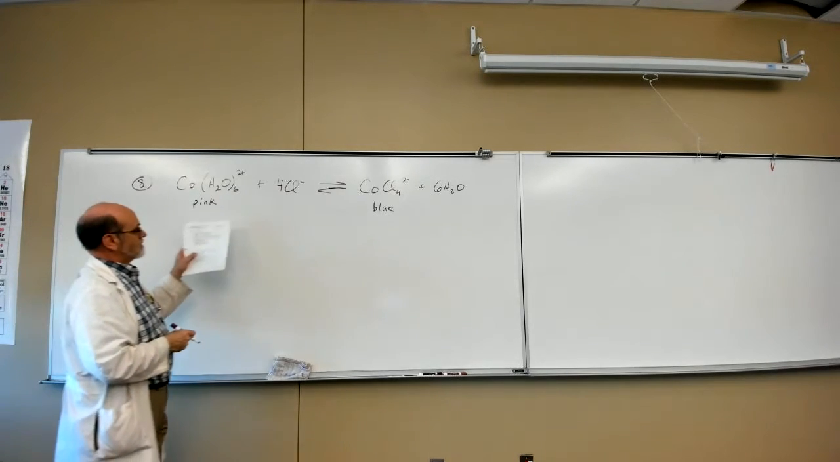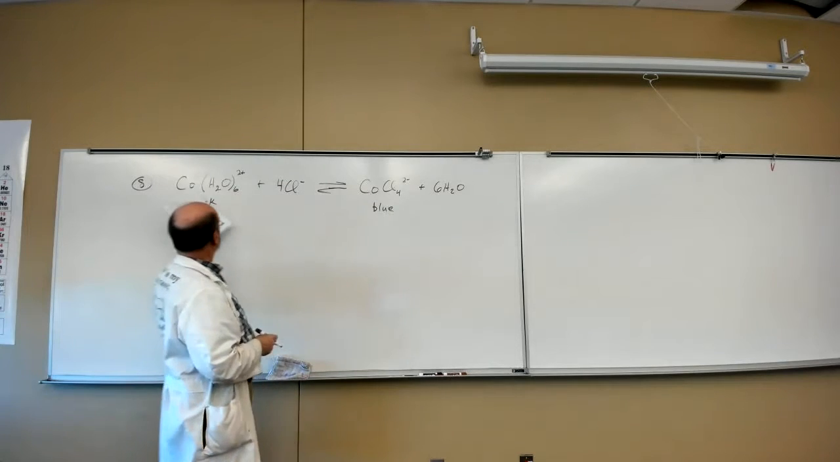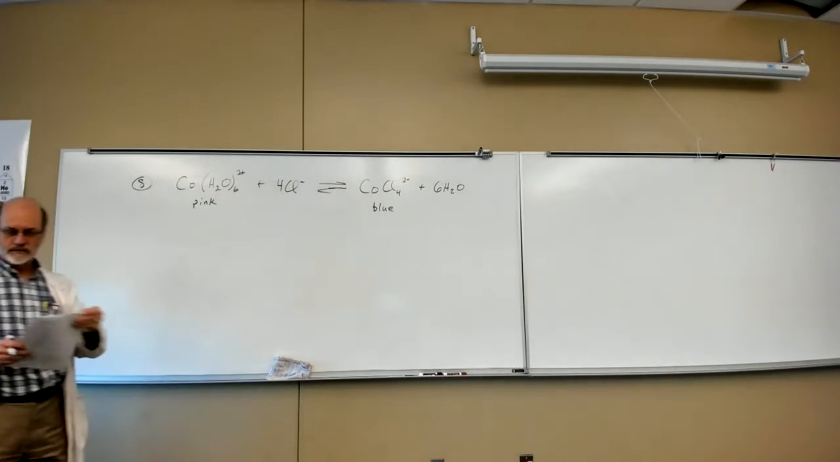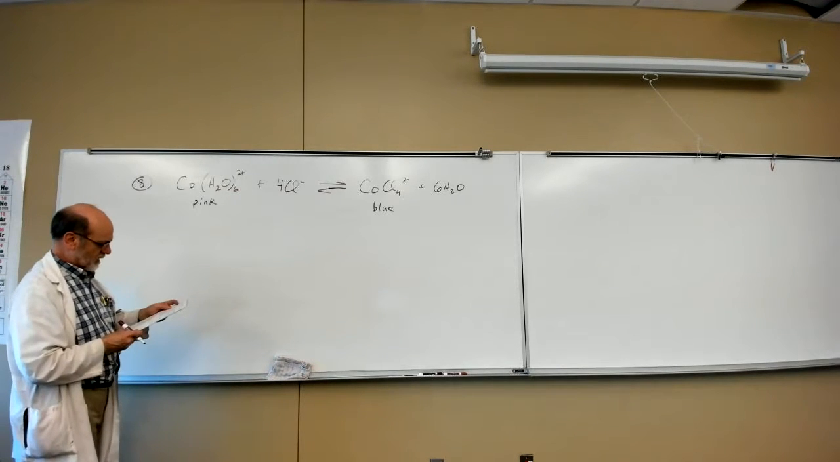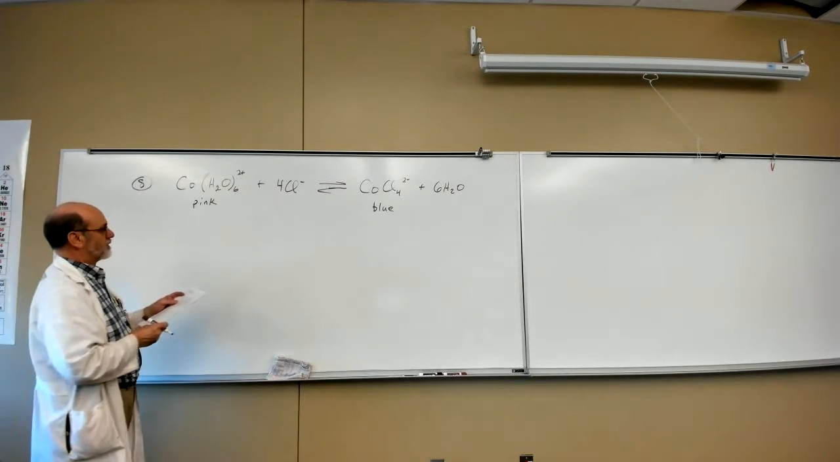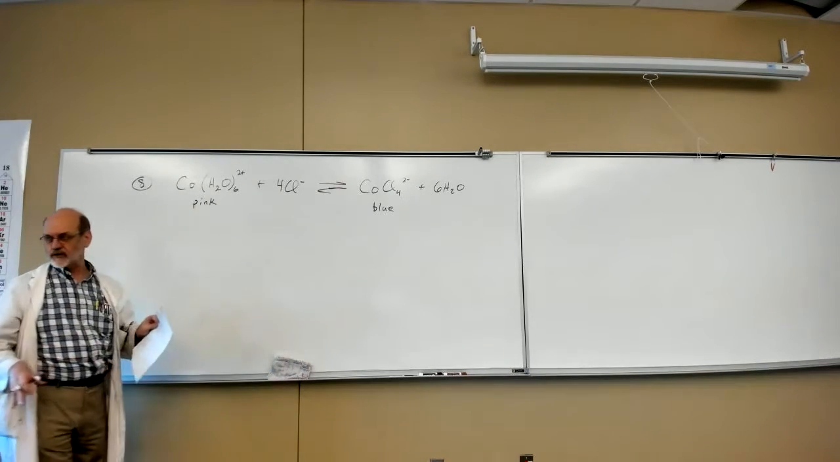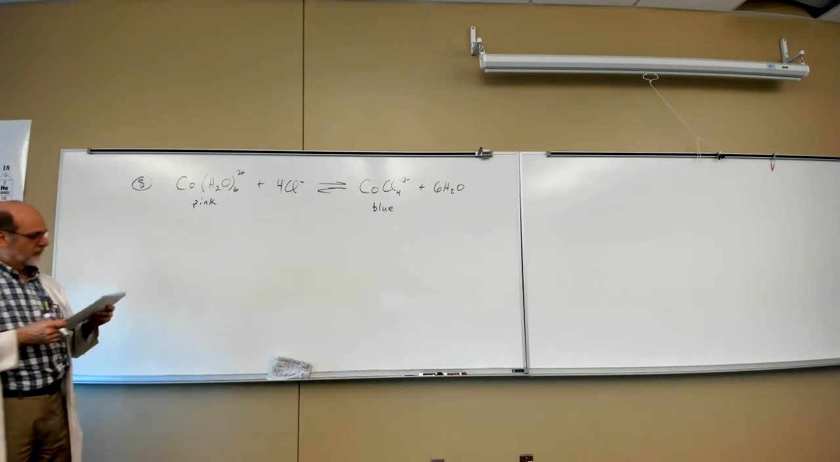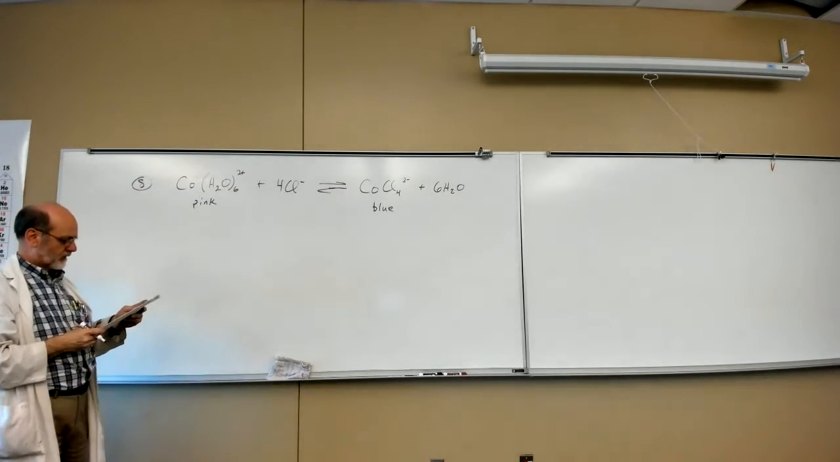And the number of waters is the same. The number of chlorides is the same. Cobalt's the same. So the equation's balanced. And it sets up its own equilibrium. All you have to do is just put it in water. And that's your equilibrium is established with pink as the dominant color.